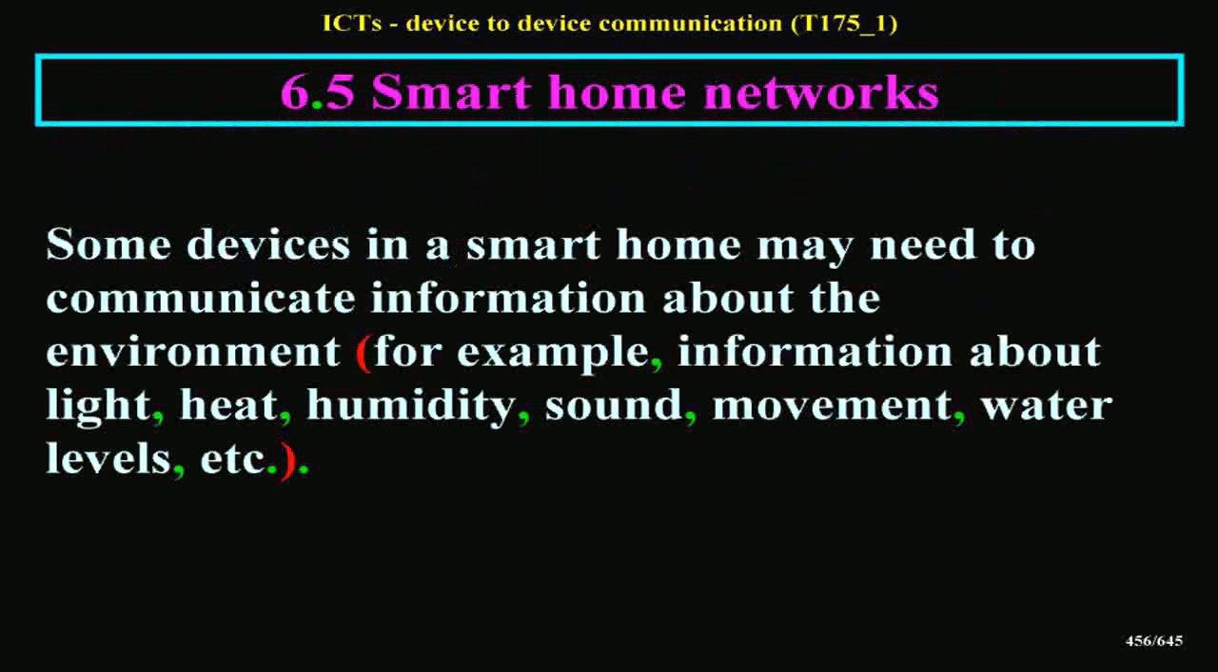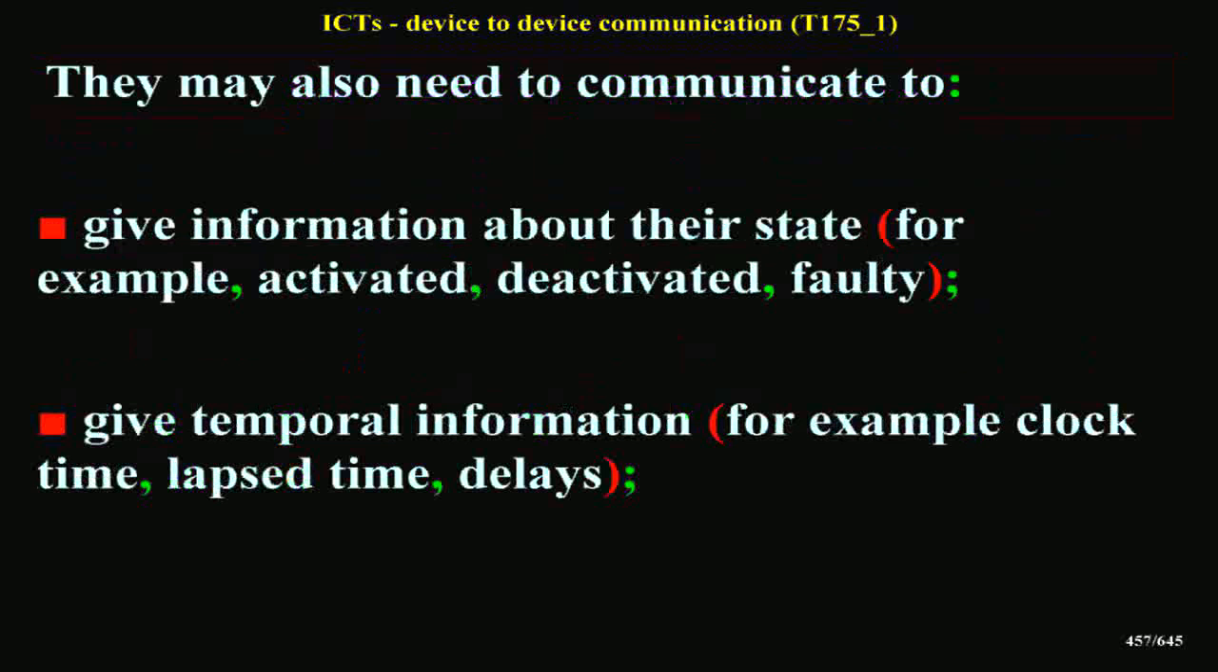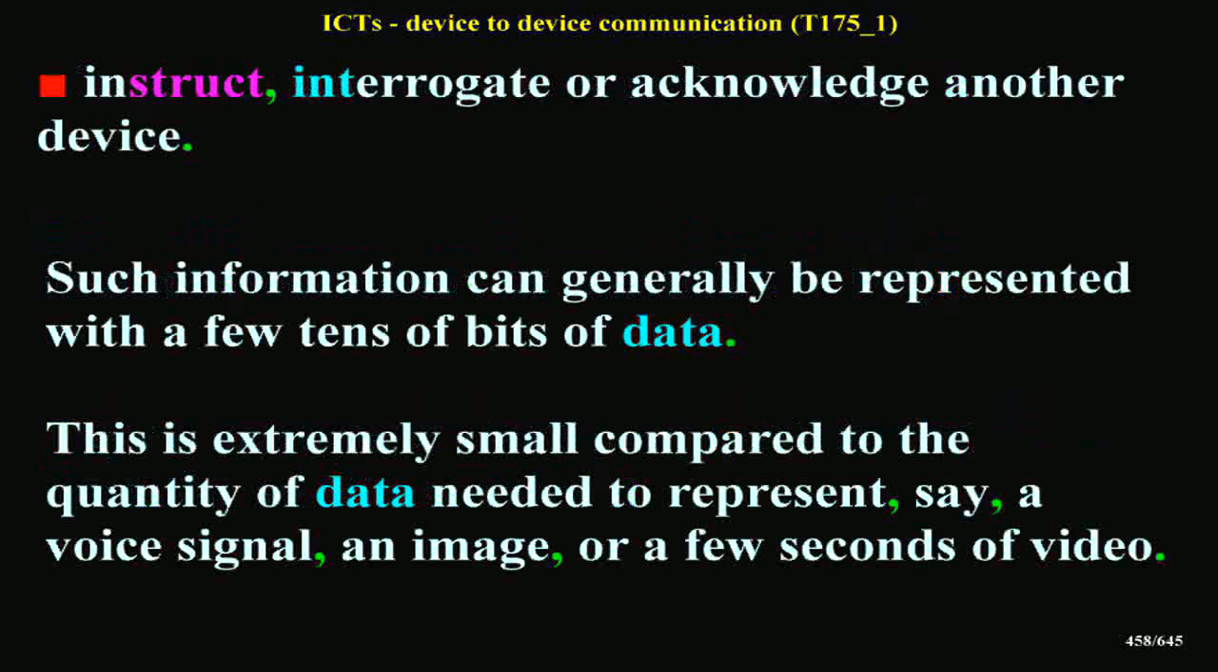Some devices in a smart home may need to communicate information about the environment, for example, information about light, heat, humidity, sound, movement, water levels, etc. They may also need to communicate to give information about their state, for example, activated, deactivated, faulty. Give temporal information, for example, clock time, lapse time, delays. Instruct, interrogate, or acknowledge another device. Such information can generally be represented with a few tens of bits of data.